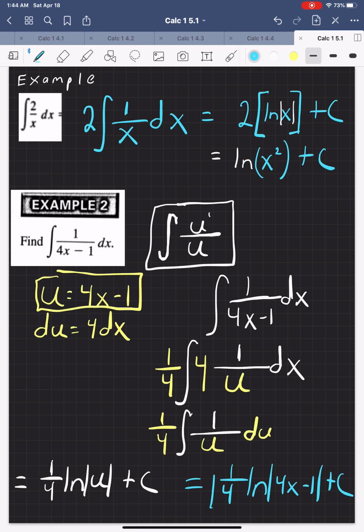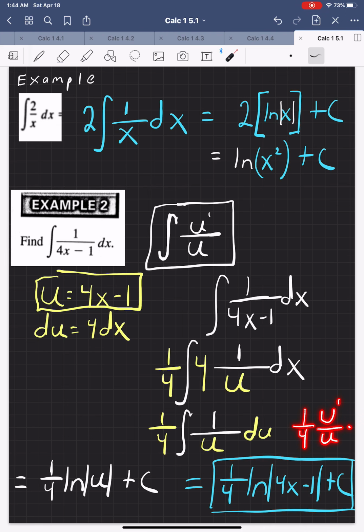Done. Okay. You could always take the derivative of that if you wanted to check your work, right? So the derivative would be 1/4 u prime over u, and once you run those numbers, you would end up getting what we started with here.